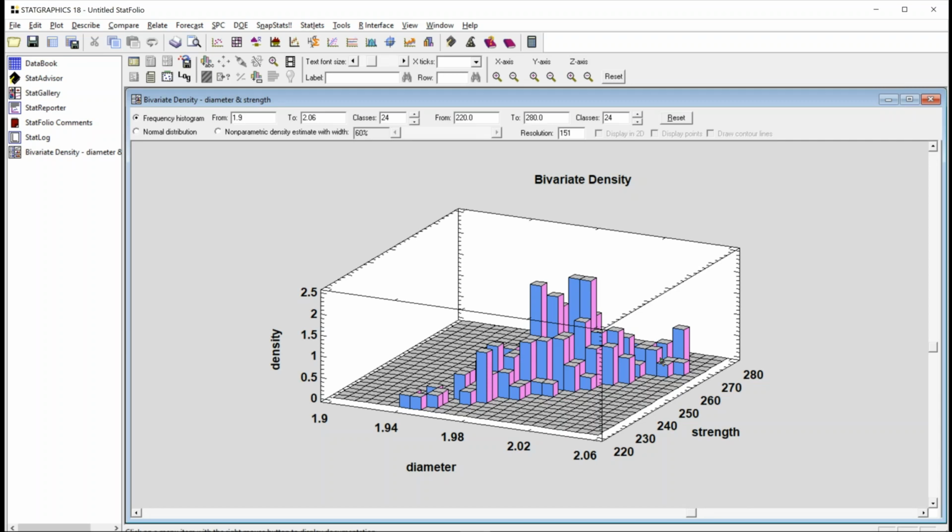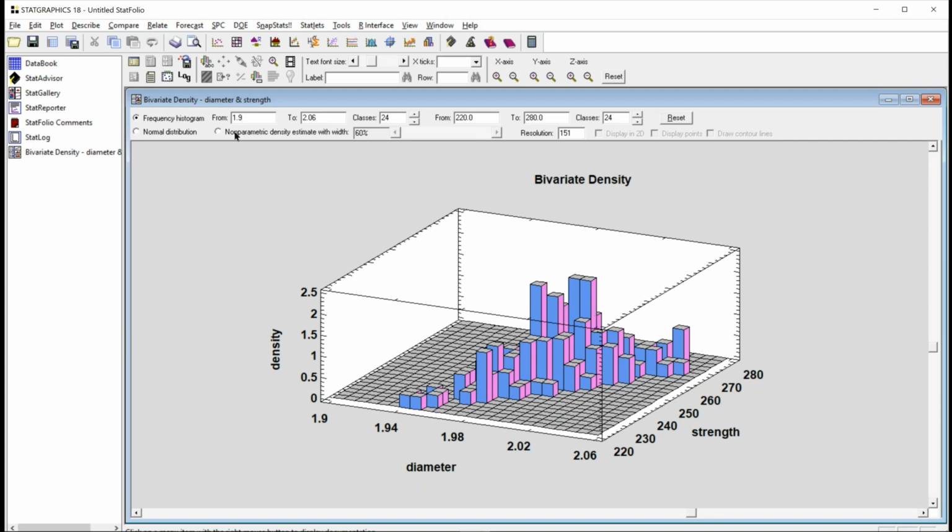Devices with higher diameters tend to have higher values of strength. So it's a good example where you might not get the right answer with respect to process capability if you simply looked at diameter separately from strength, where it's important to actually look at them together.